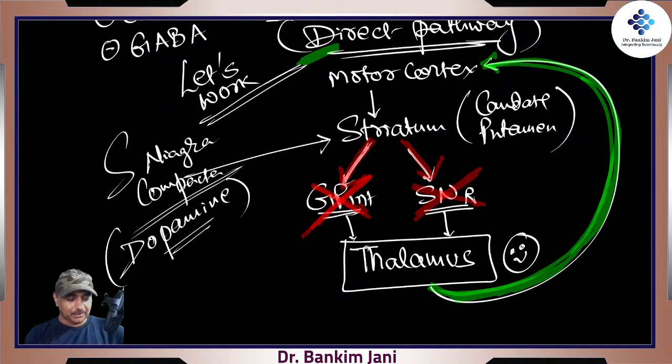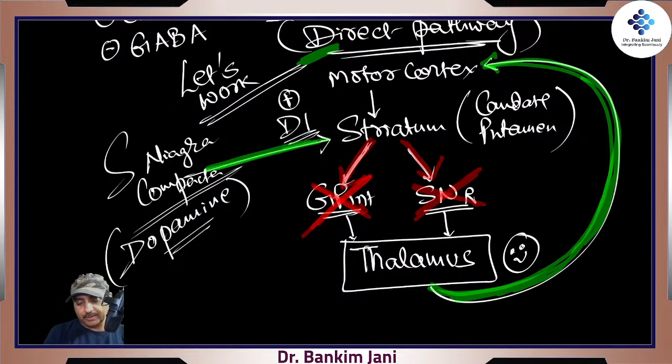So substantia nigra compacta, right? That is where the dopamine is released. But there are two types of dopamine receptors, D1 and D2. This is where D1 is used. D1 is stimulatory, right? It is the same dopamine. When it acts on D2, that is inhibitory. So over here, this is stimulatory, because the principle of the direct pathway is, yes, we want to work. So this will be stimulatory.